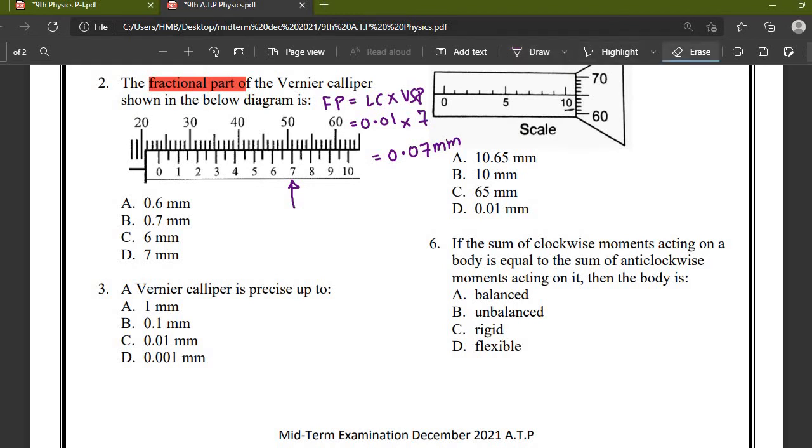Let us correct one thing. The least count of this vernier caliper is 0.1 millimeter, because this measurement is given in millimeter. So 0.1 multiplied by 7 will be equal to 0.7 millimeters. So the correct answer will be option B, 0.7 millimeters.